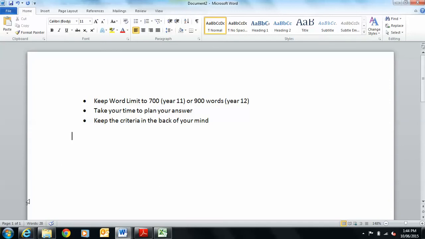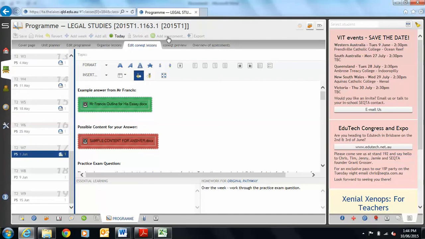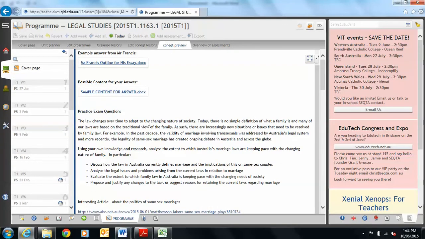My suggestion would be that you go to Sector, and in week 7 of term 2, there are some useful resources. The first of these is a practice exam question. So the question is, the law changes over time. No simple definition of what a family is, and our laws are based on the traditional view of the family. So what are the situations that have to be reviewed and thought about? So using your knowledge and research that you've done up to now, analyse the extent to which Australia's marriage laws are keeping pace with the changing nature of the family.